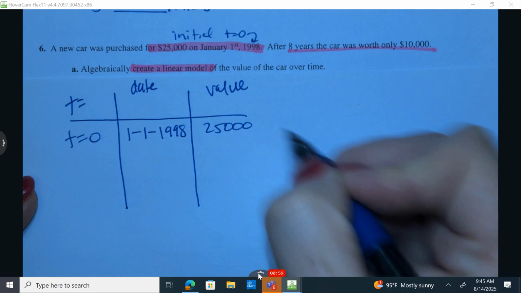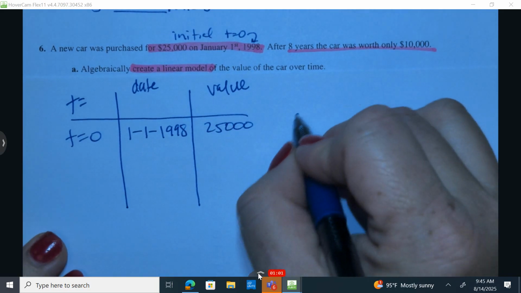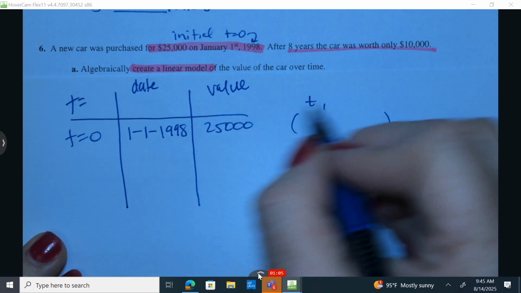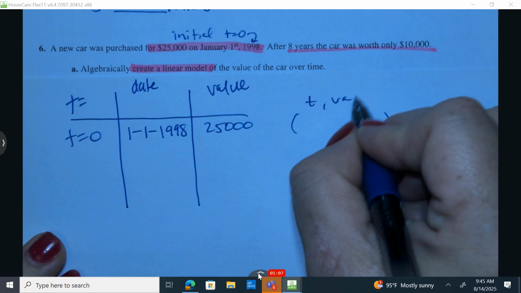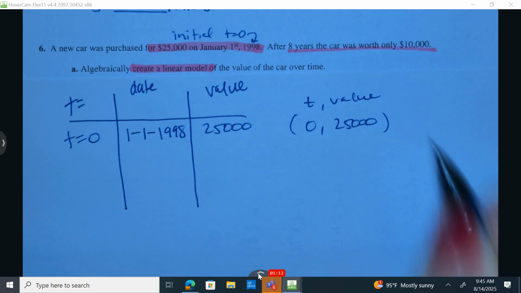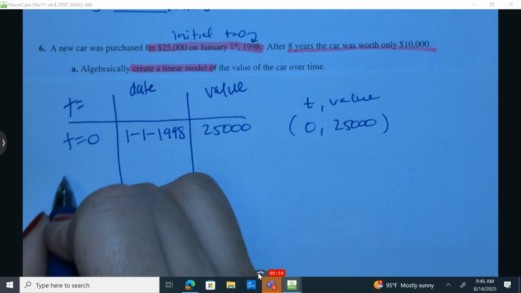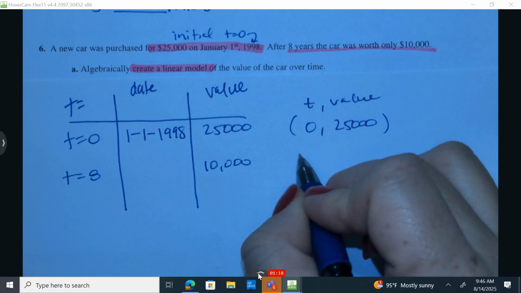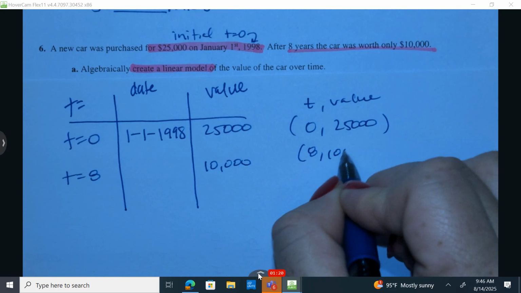So our initial amount, when T is the initial amount, was on January 1st, 1998, and the value was $25,000. When you create that ordered pair, as a reminder, it's always T followed by whatever your Y value is. So in this case, it's going to be the value of the car. So 0 is associated with $25,000. 8 years later, so when T is 8, we're at $10,000. So at 8, we are at $10,000.